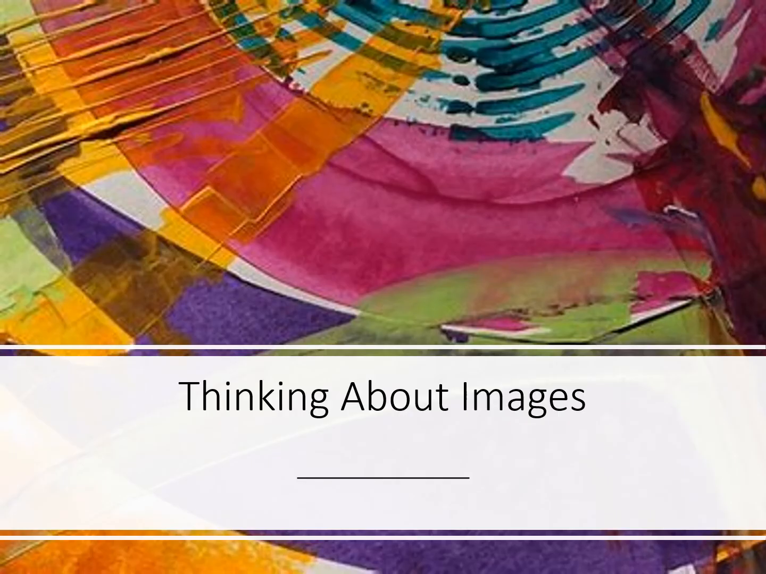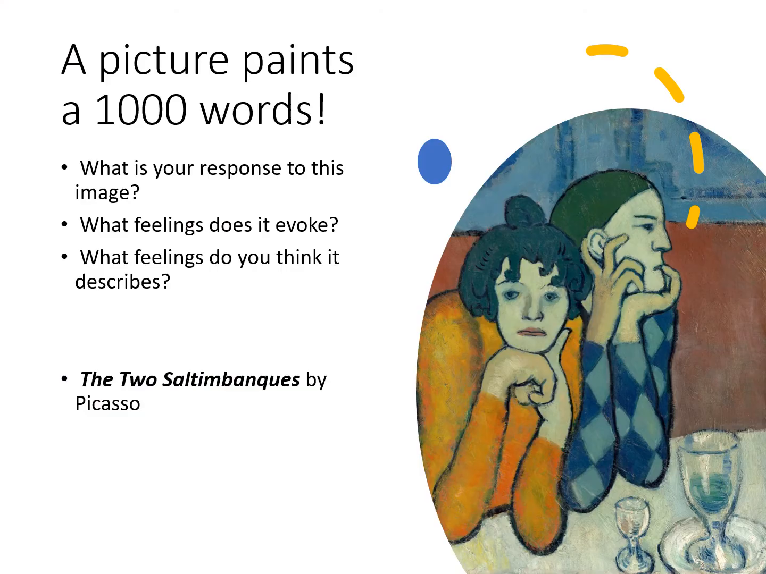So just to begin, I want us to think about some specific images and the ways in which we interpret those, how they make us feel, what they make us think about, what they prompt in us emotionally. There is an old saying that a picture paints 1,000 words. So just looking at this particular painting by Picasso, what is your response initially to that image when you look at it? What feelings does it evoke? And what feelings do you think that picture describes?